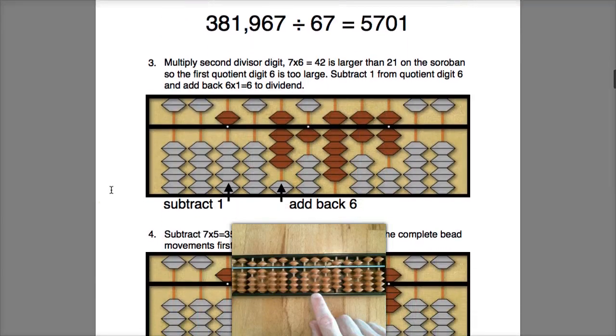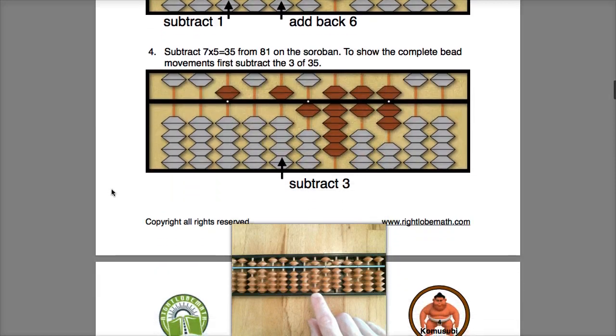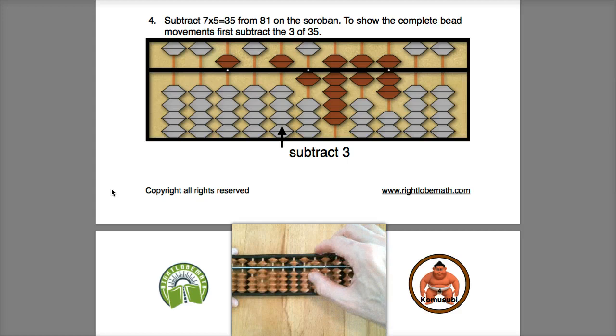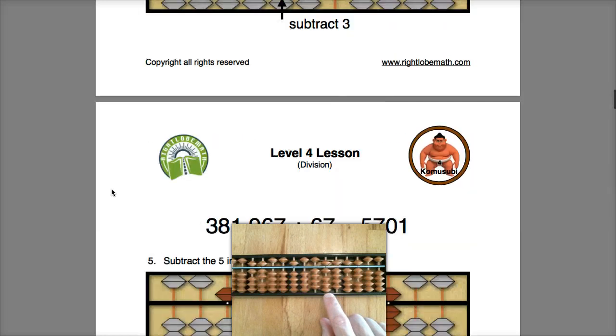Then I need to multiply my second divisor digit, which is a 7, times that quotient 6. 7 times 6 is 42, but that's bigger than 21, so that means this 6 is too large. I'm going to have to take 1 away, and add 6 times 1, which is 6, back on the Soroban. Now I can subtract 7 times 5, which is 35, from this 81, and I can do that like that.